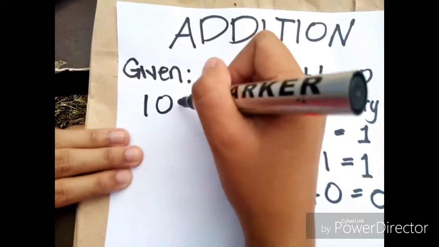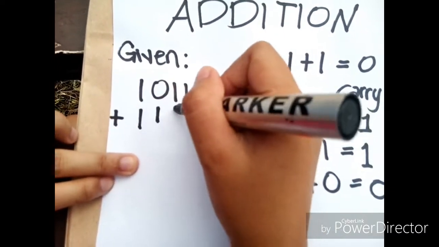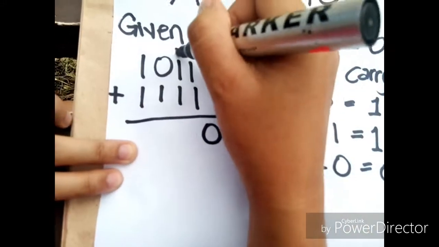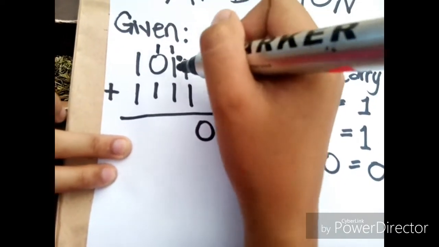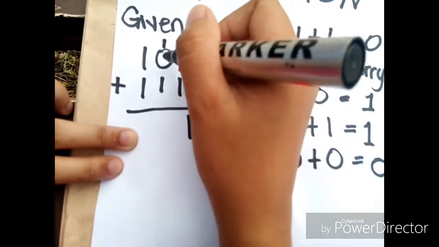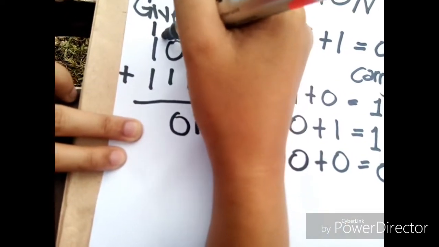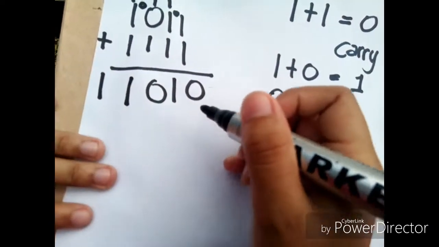1, 0, 0 plus 1, 1. So 1 plus 1 equals 0 carry 1. 1 plus 1 equals 0 carry 1. And 0 plus 1 is equal to 1. 1 plus 0 equals 1. 0 carry 1, 1 plus 1 equals 0 carry 1. And 0 plus 1 equals 1. So the answer is 1, 1, 0, 1, 1.